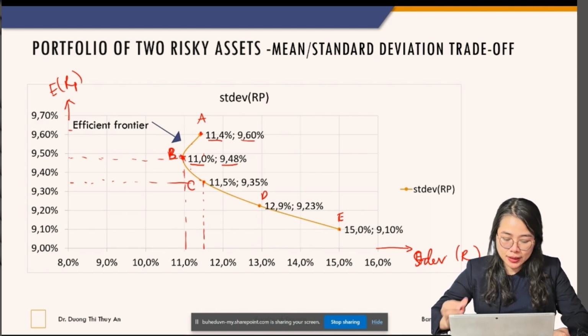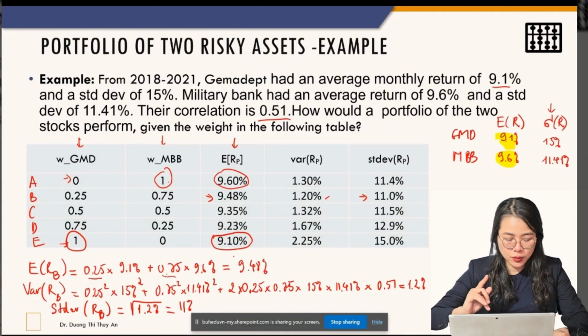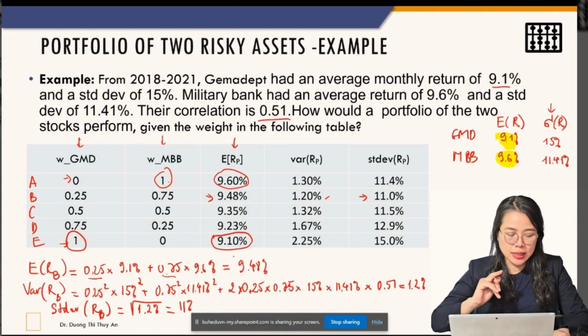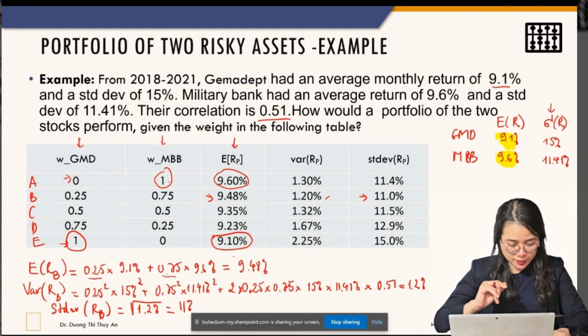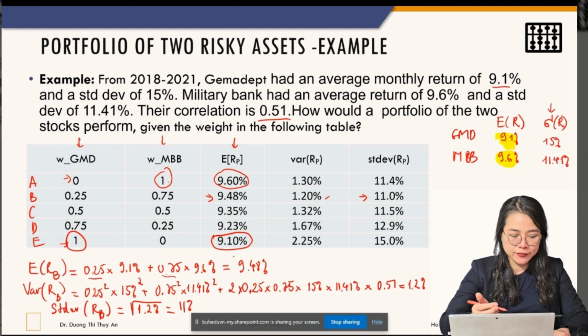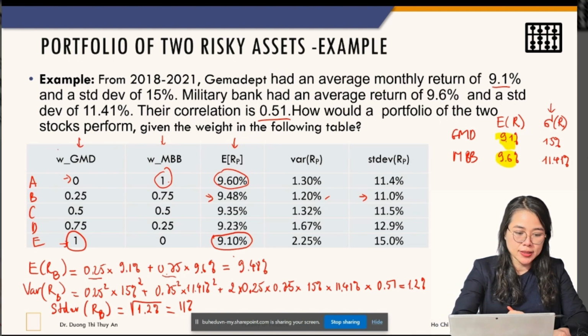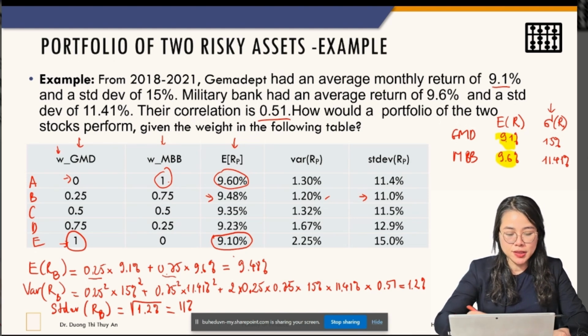And please remember this. Notice this: in this example, we don't have short sale. If short sale is allowed, then we can have a negative weight of German debt. For example, I can go for negative 5% of German debt.